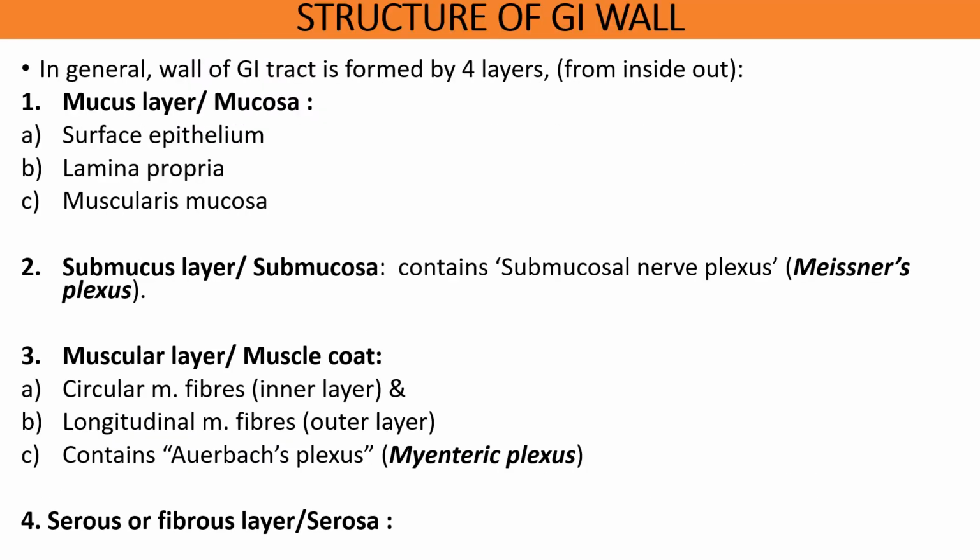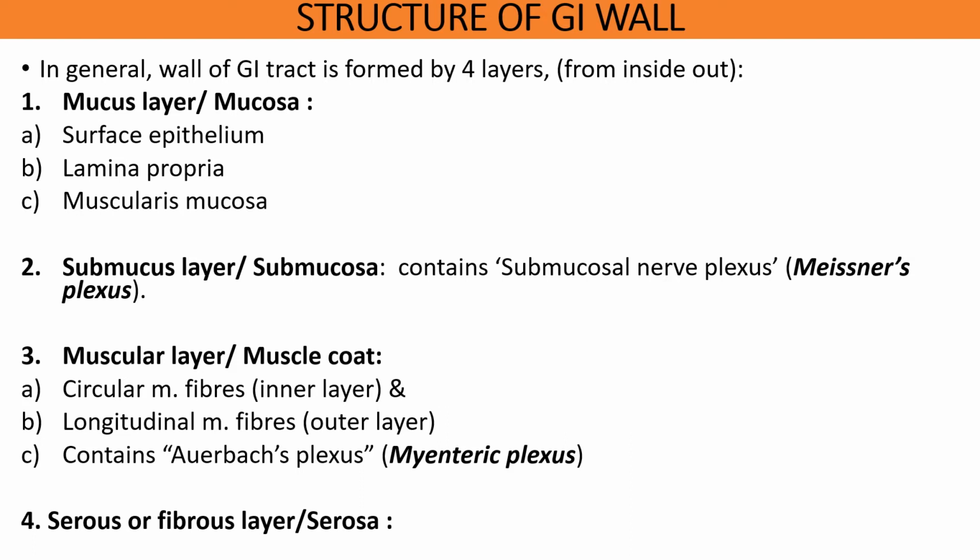Now let us see the structure of the gastrointestinal wall. In general, the wall of the gastrointestinal tract is formed by 4 layers. Basically, the entire alimentary canal, which starts from the esophagus till the anus, consists of these basic 4 layers from inside to outside. As we go from the inside of the gut towards the outside, we will find these 4 layers in the gastrointestinal wall. The first layer is the mucosal layer or the mucosa.